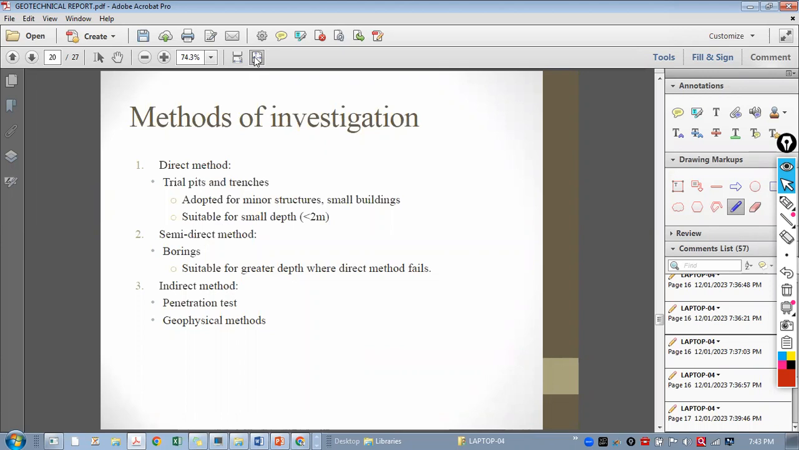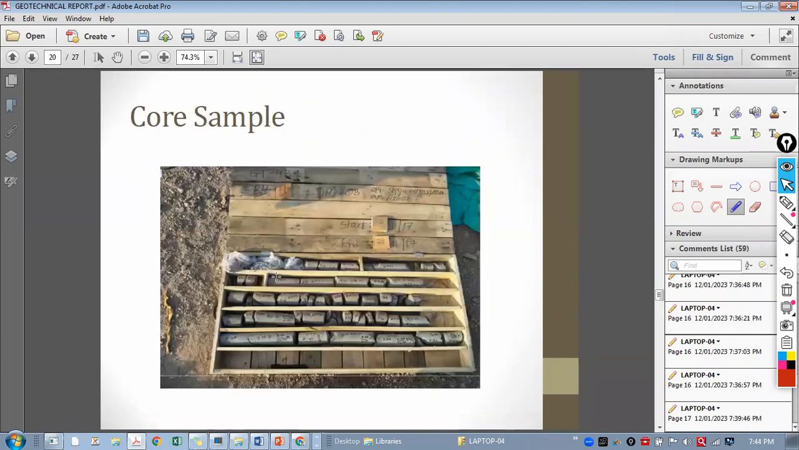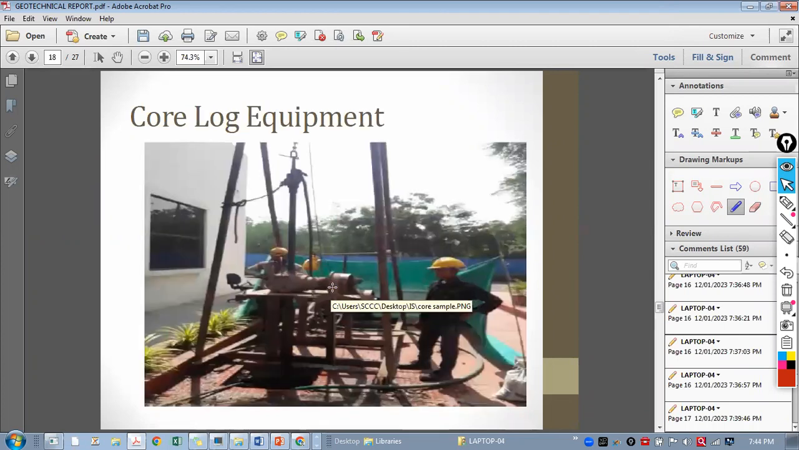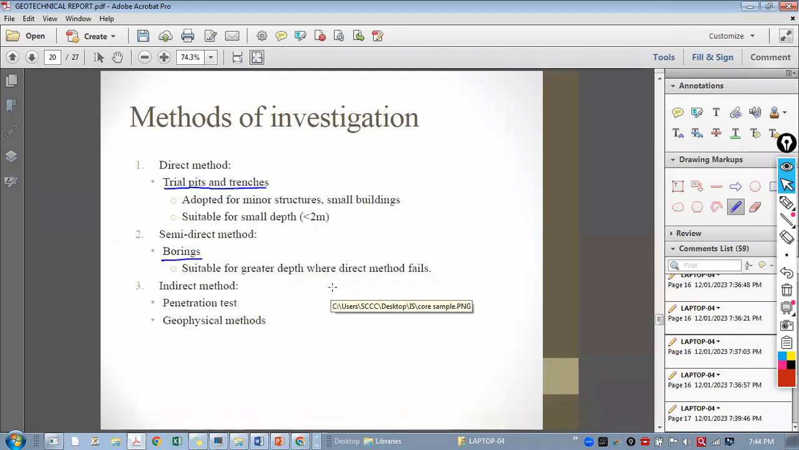Now we will go into only the important investigation methods. One is the trial pit method. When we don't do the general geotechnical investigation using borings, this is the boring, or core logging, we can say. These are the core logs where we go underground 10 meters, 20 meters also. It's quite deep. But if the strata is good and the structure is very small, then you can go for trial pits also.